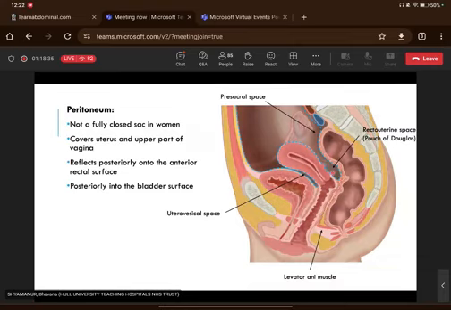And this forms spaces that I'm sure you all know. So the anterior space between the uterus and the bladder is the uterovesical space, and the space posteriorly, the rectouterine space, is well known as the pouch of Douglas. And then, of course, you have the presacral space just superiorly as well.